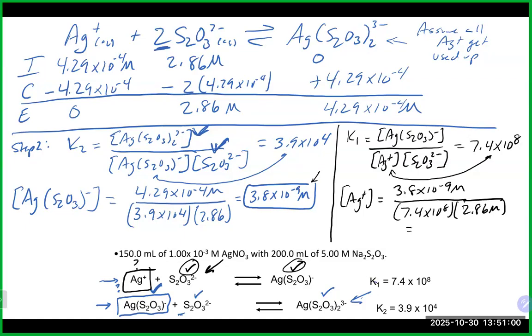Putting in those numbers there gets me 3.8 times 10 to the minus 9 divided by 7.4 times 10 to the 8 divided by 2.86, which gets me 1.8 times 10 to the minus 18 molar for my silver ion concentration. Once again, my silver ion concentration should be a large number or small number? Small, right? So this again validates our assumption that all of it's going to get used up. We have barely nothing left at 1.8 times 10 to the minus 18 molar.